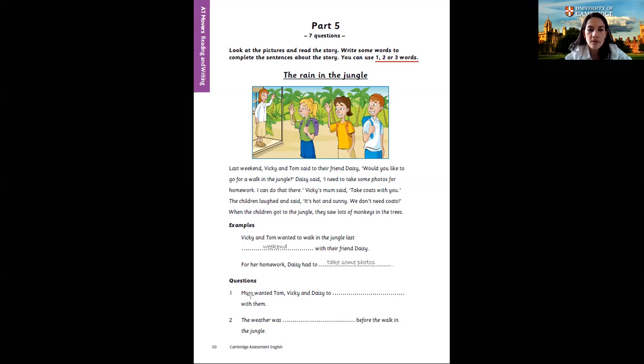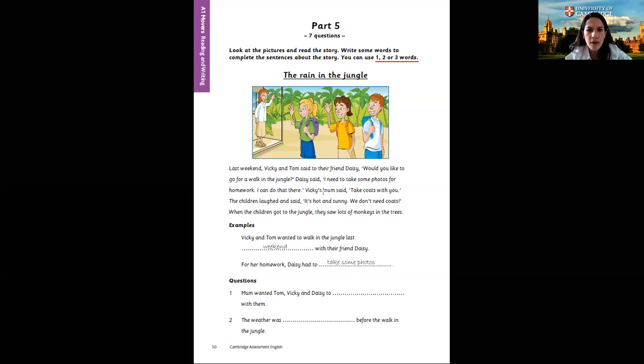So for example, questions. Mom wanted Tom, Vicky, and Daisy to blank with them, okay? So we have to find something similar. For example, Mom wanted Tom and Vicky too, so we have to find something similar here. The mom wanted, okay, look, Vicky's mom said take coats with you, okay? So mom wanted Tom, Vicky, and Daisy to take coats, okay?